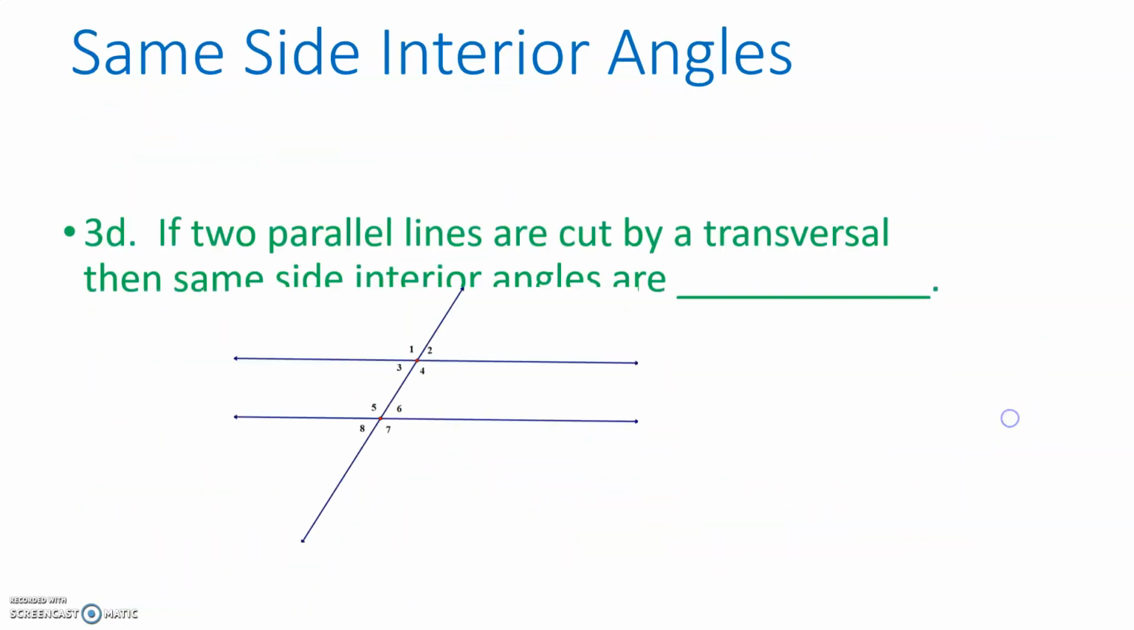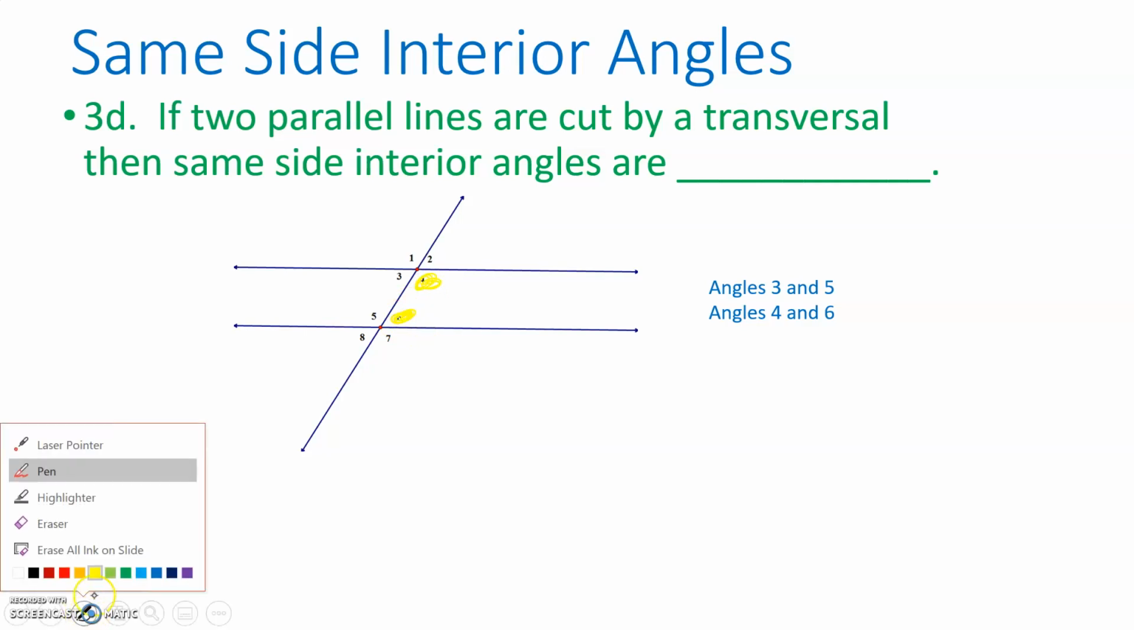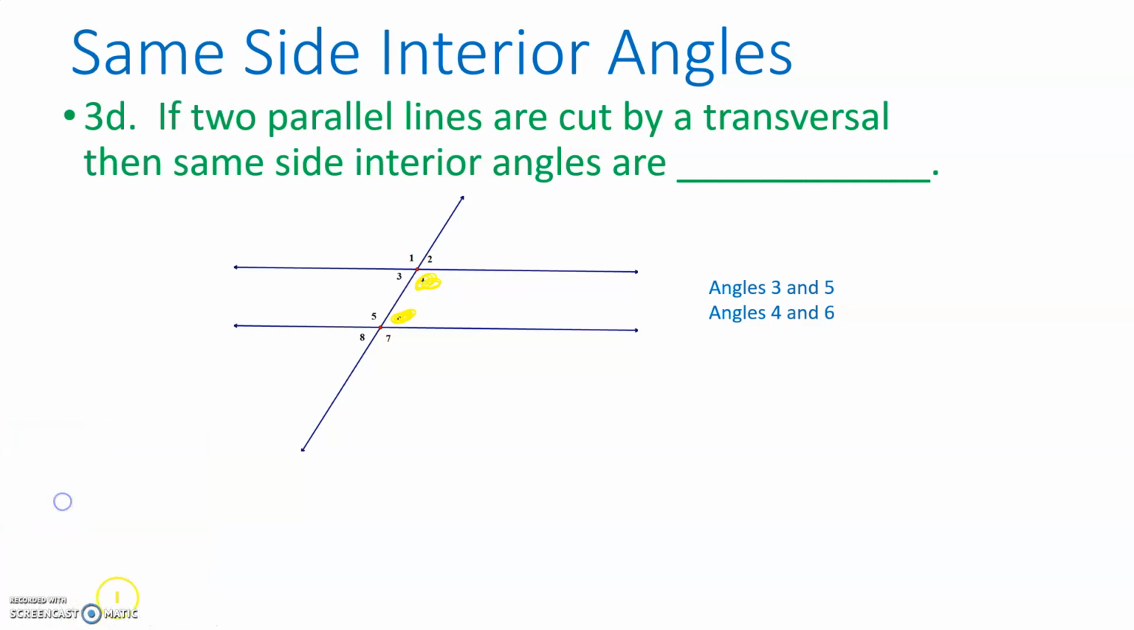Same side interior angles. Okay, same side. Interior. So interior and on the same side of the transversal. So that's 4 and 6. Oops, I don't know why I did that. I kind of messed that up here. Okay, and let's go to a different color. This guy here and this guy here, 3 and 5, are on the same side of the transversal, interior, inside the parallel lines.